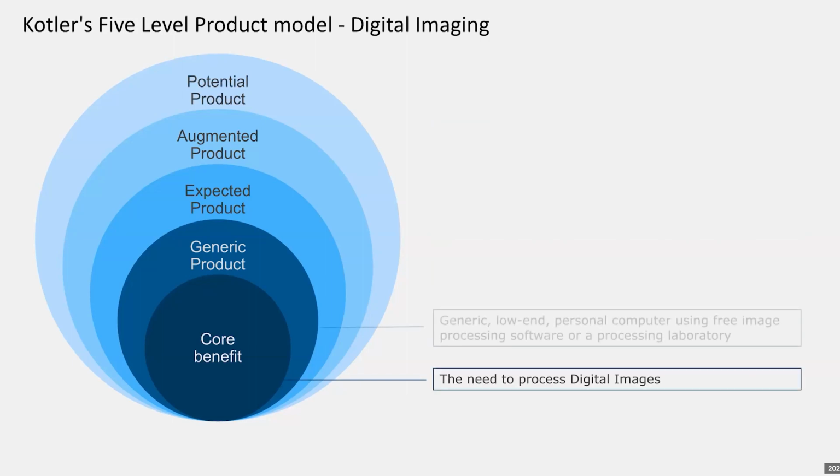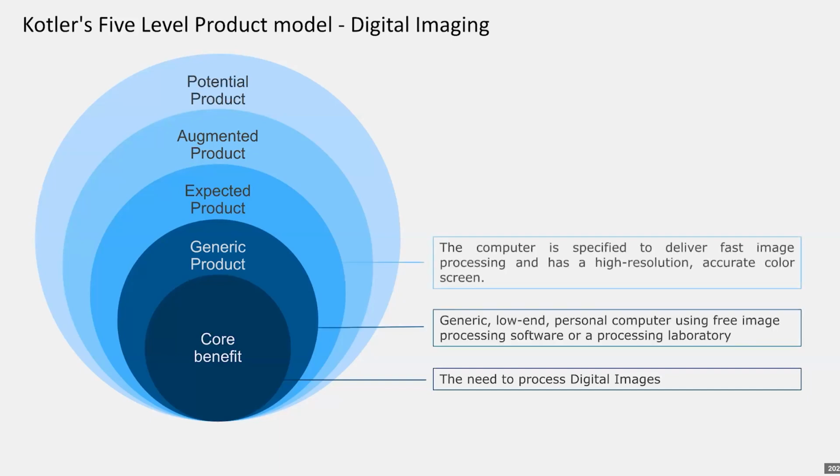But the generic product would also have to consider, okay, since I'm giving the whole solution, probably what I will do is instead of selling software, somebody will need a computer anyways. So I will give a low-end computer which is purpose-built only for editing images, and I will give free image processing software preloaded into that machine, and customers can buy that. And this is my generic product.